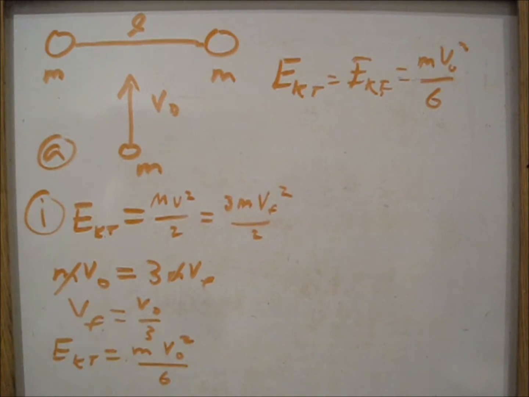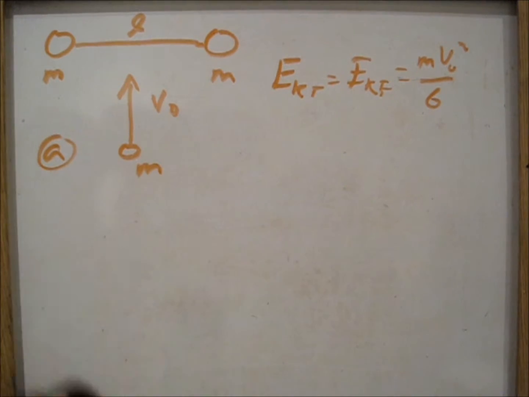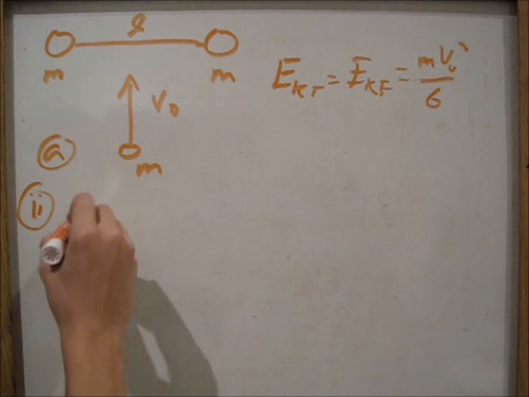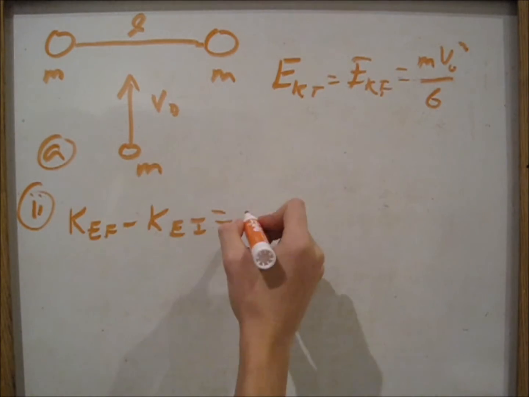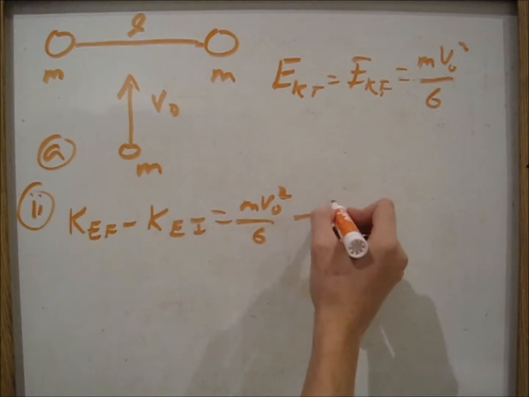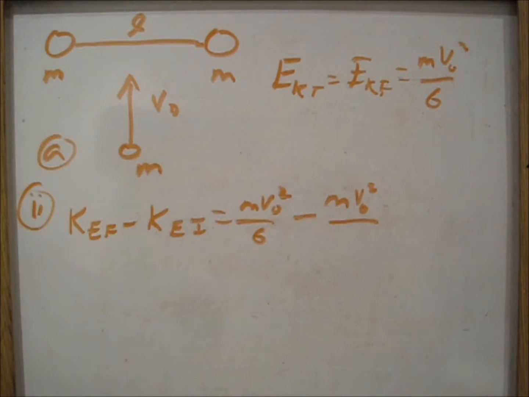Part 2 asks you for the change in kinetic energy as a result of the collision. The kinetic energy we found in Part 1 is the final kinetic energy, and to find the change in the kinetic energy, you need to subtract the initial kinetic energy of the single lump from the final kinetic energy. The answer is negative mvo squared over 3.